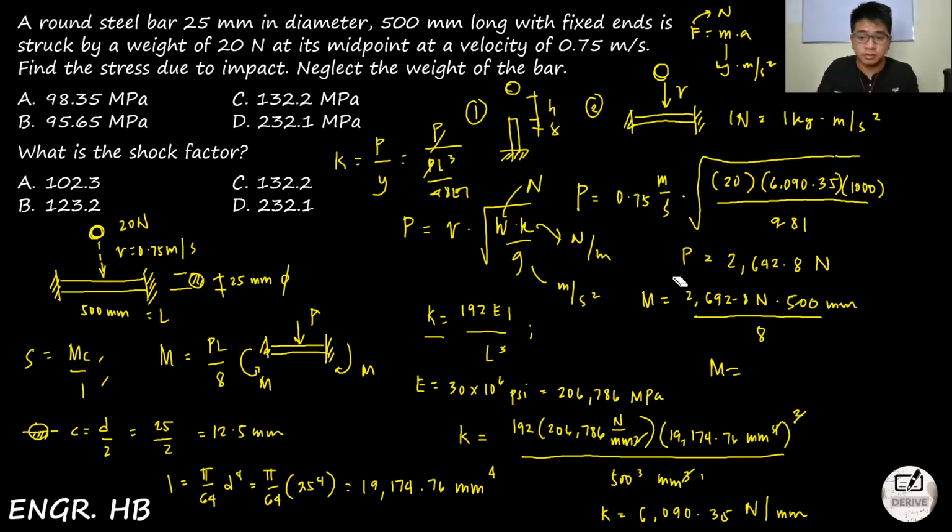2,642 guys, not 2,692. Ayan. So that will become 2,642.8 times 500 divided by 8. So we have a moment of 165,174.46 Newton per mm. Okay, so we are going to solve the stress because we already have the M, the C, and the I, which is here, here, and here.